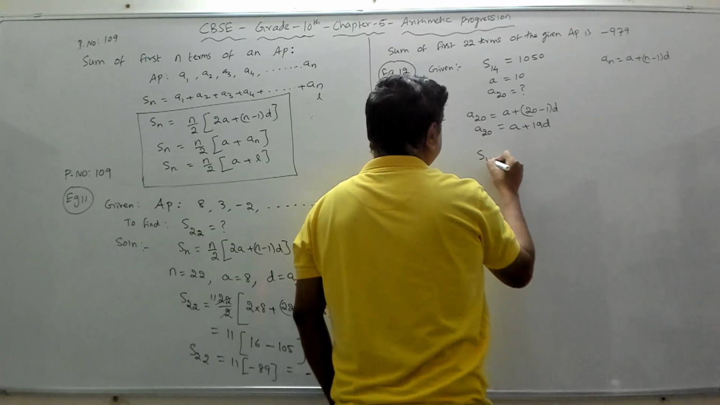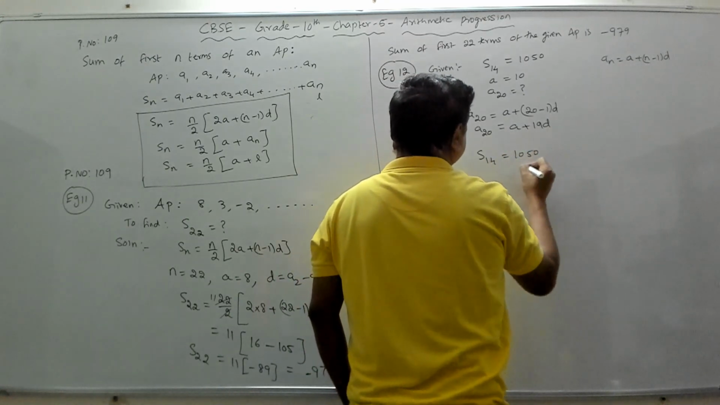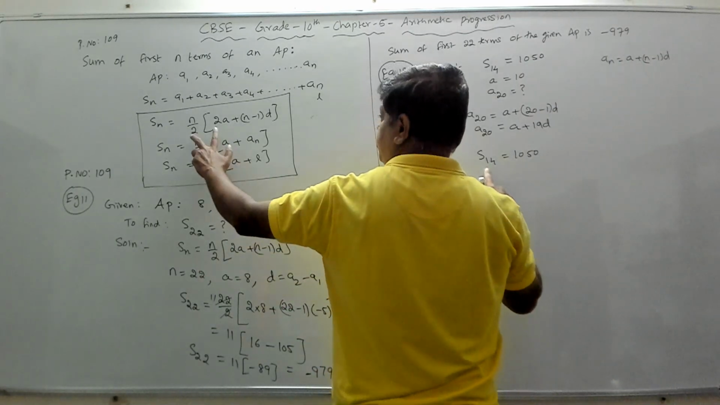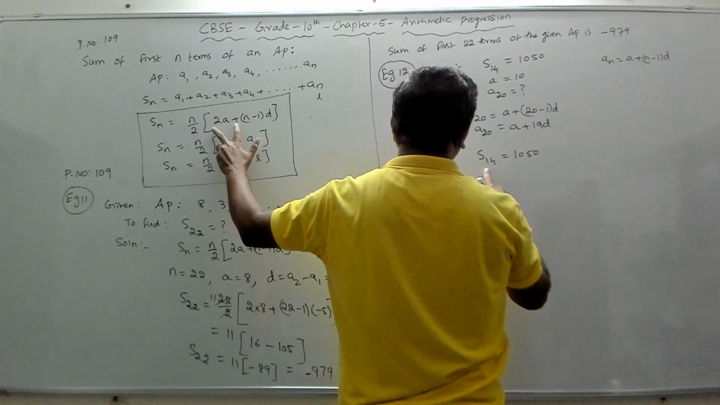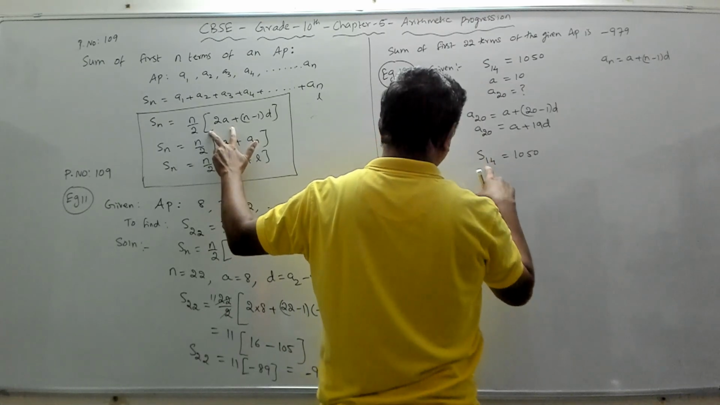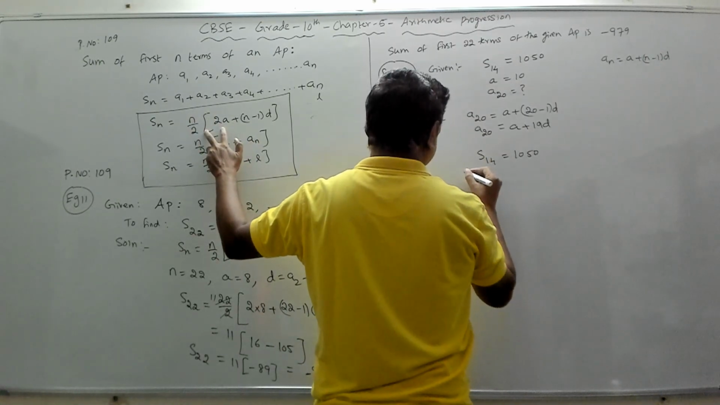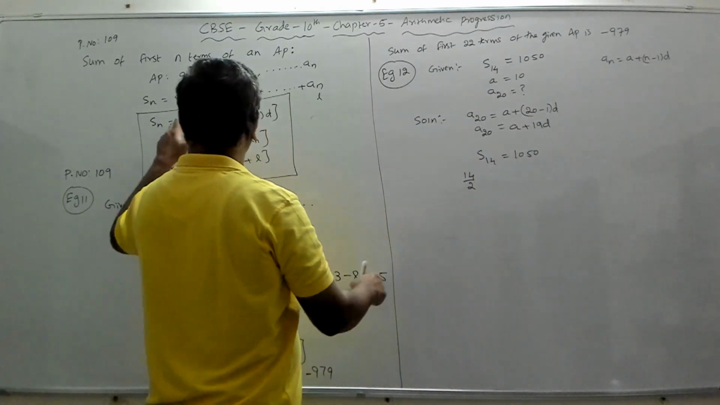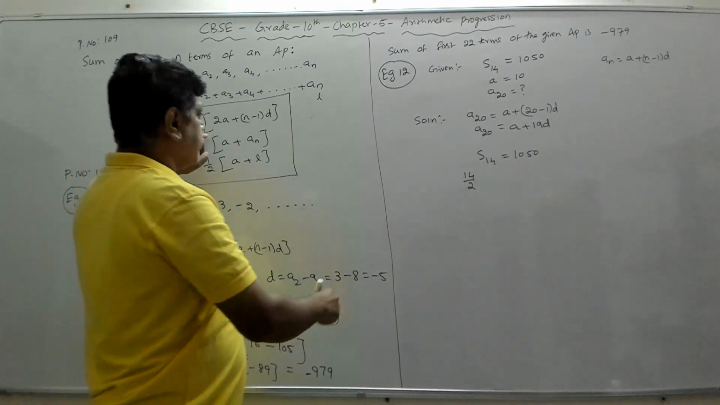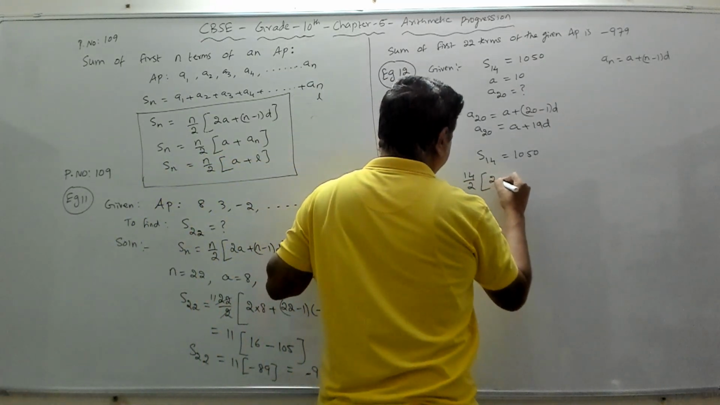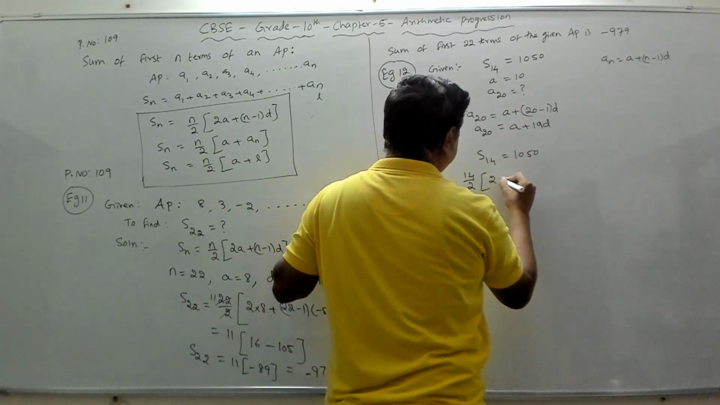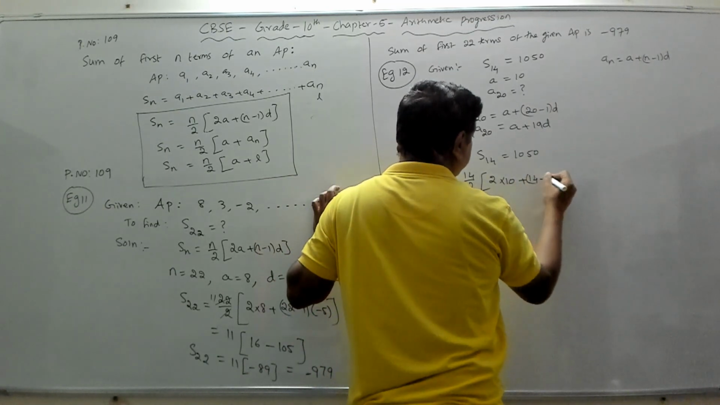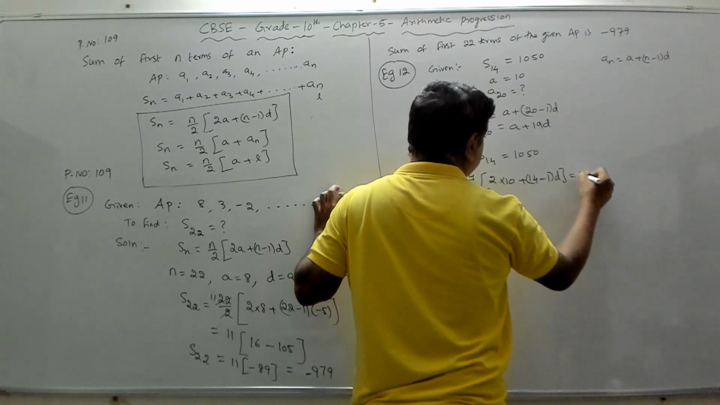So S14 is 1050. So what is the Sn formula now? Sn is n by 2 into 2a plus n minus 1 into d. So in this formula, in the place of n, I am going to put 14. So 14 by 2, n by 2, where n is 14, into 2a, where a is 10. So 2 into a, which is 10, plus n minus 1, n is 14, minus 1 into d, equal to 1050.